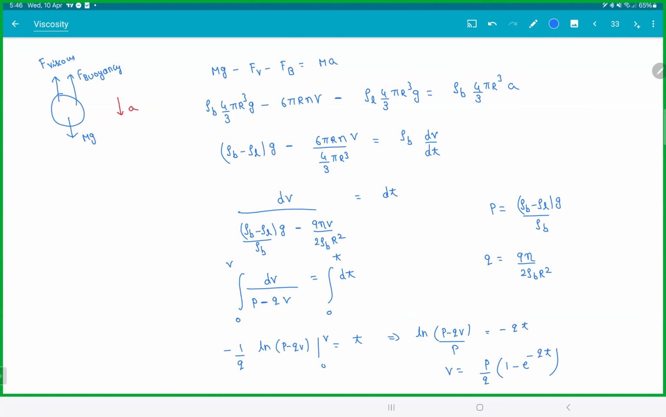Clear the steps. It looks complex, so don't get scared of the variables. See how much actually integration there is to do. Finally, integration is simply 1 by p minus qv integration.